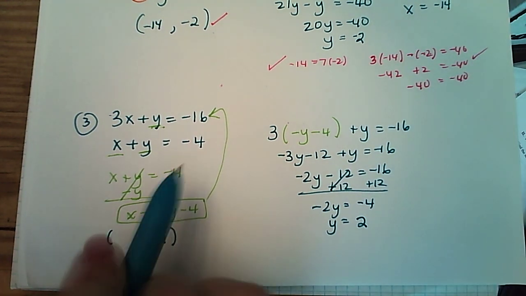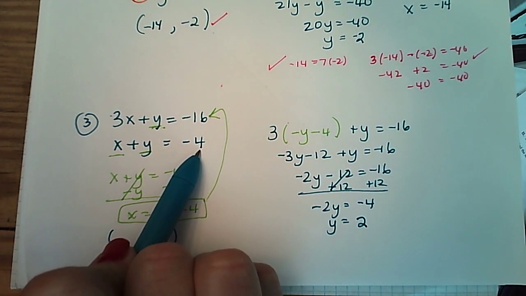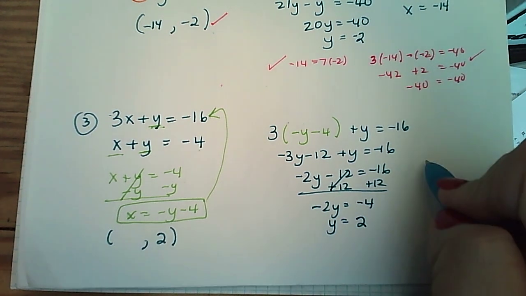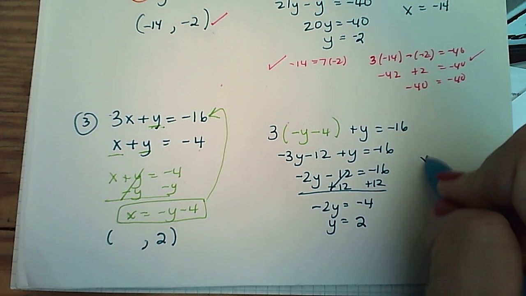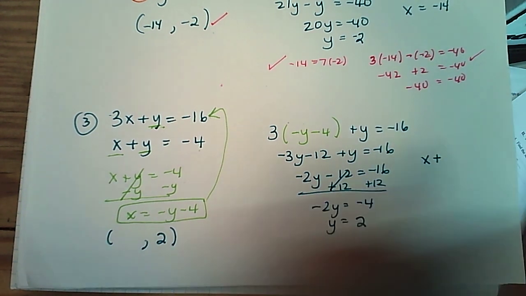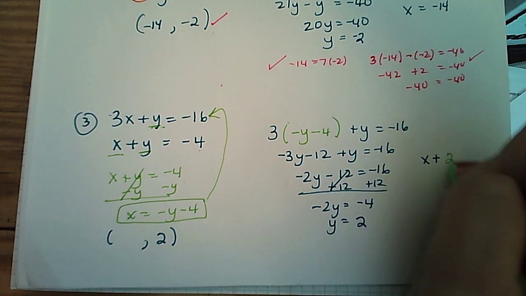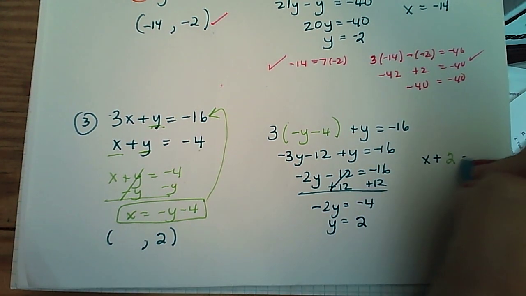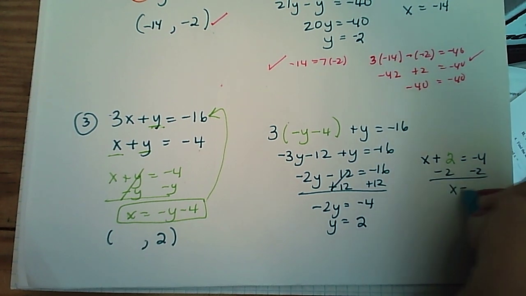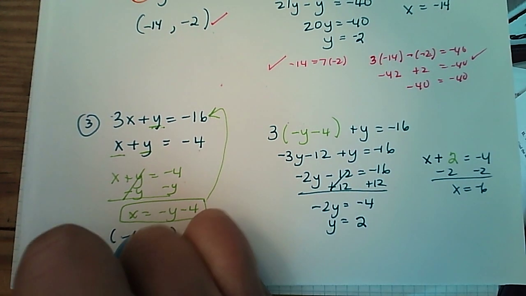Now I want to go ahead and put it into, remember, my second equation when I go to solve for the next one. So x plus this y we found already equals negative 4. Bring the 2 over. X is negative 6.